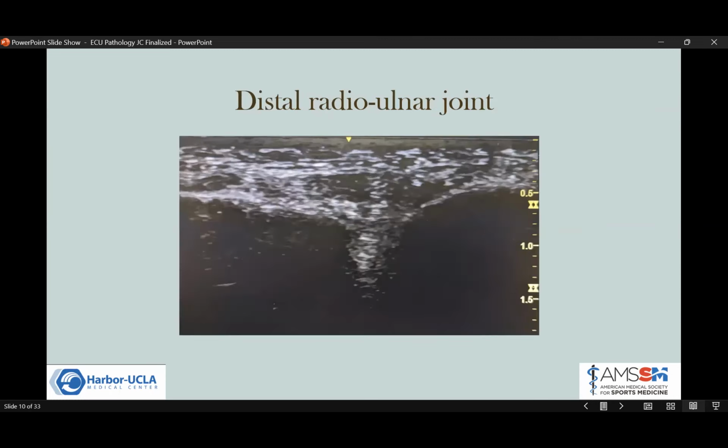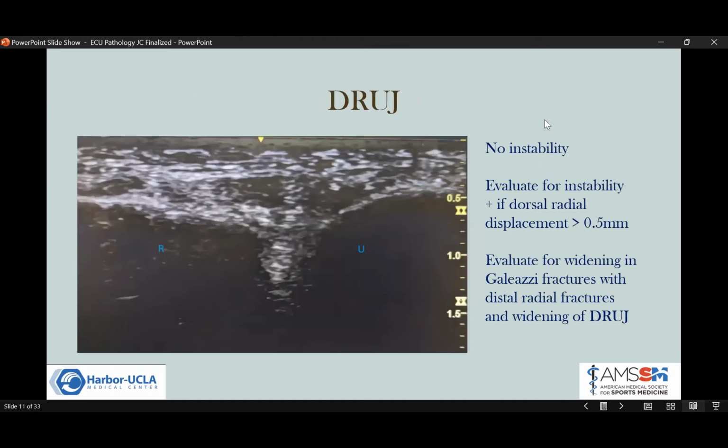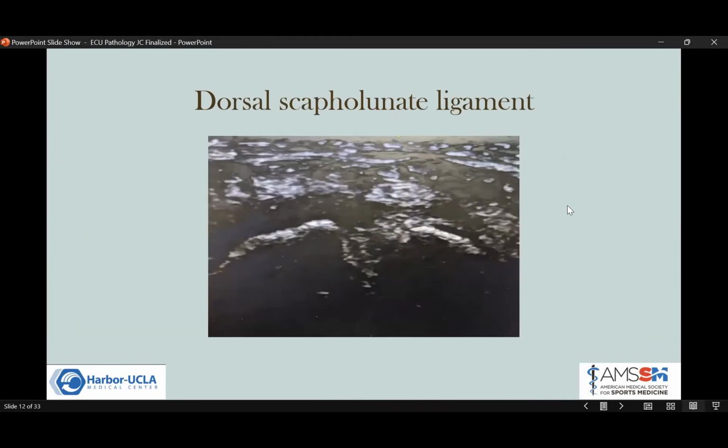I move on to the distal radial ulnar joint here, and in this case, there's no instability. What's important to note is that when you're evaluating the DRUJ, you look for instability where you can stabilize the ulna, and if you dorsally displace the radius over 0.5 millimeters, that would be considered unstable. You can also evaluate for things such as widening of the joint in cases such as Galeazzi fractures. That's something you look for there.